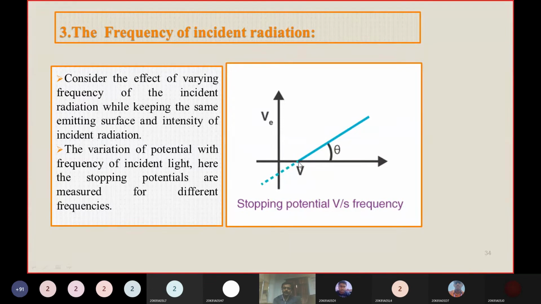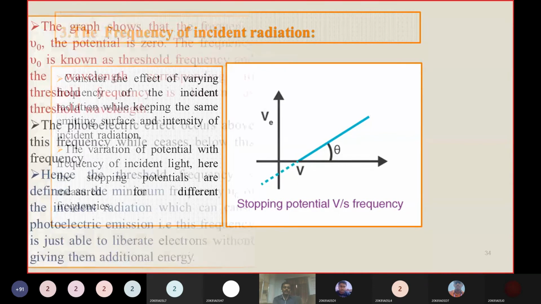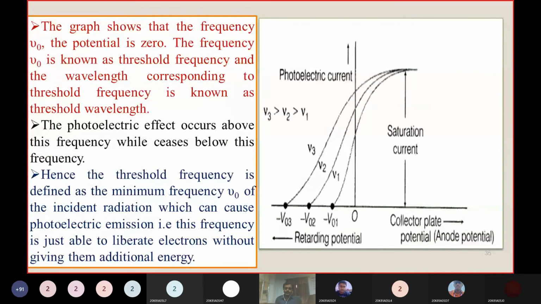There is a minimum frequency required to emit the electrons, and we call that minimum frequency the threshold frequency. If the frequency is greater than the threshold frequency, electrons will be emitted from the metal plate. If the frequency is less than the threshold frequency, electrons do not emit. See here.